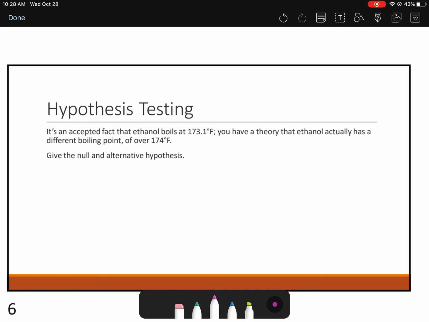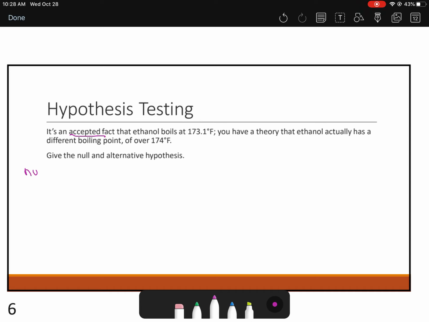So let's do a little example. How do we actually write or state our null hypothesis? So it is an accepted fact, key word, that the ethanol boils at 173.1 degrees Fahrenheit. You have a theory that ethanol actually has a different boiling point of over 174 degrees. Give the null and alternative hypothesis.